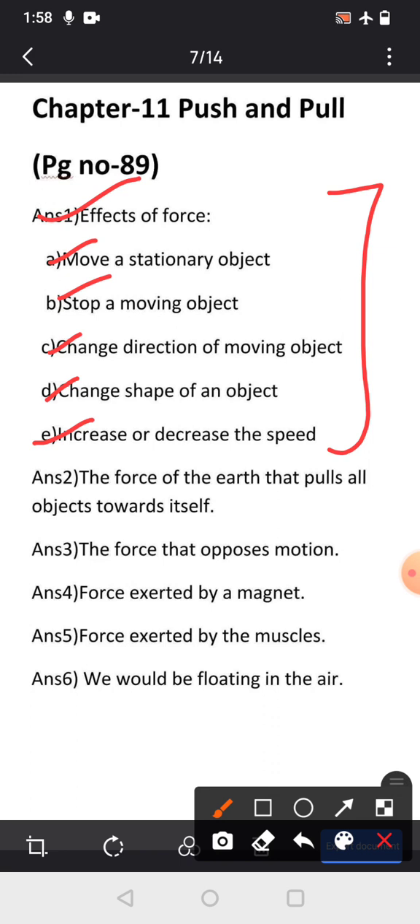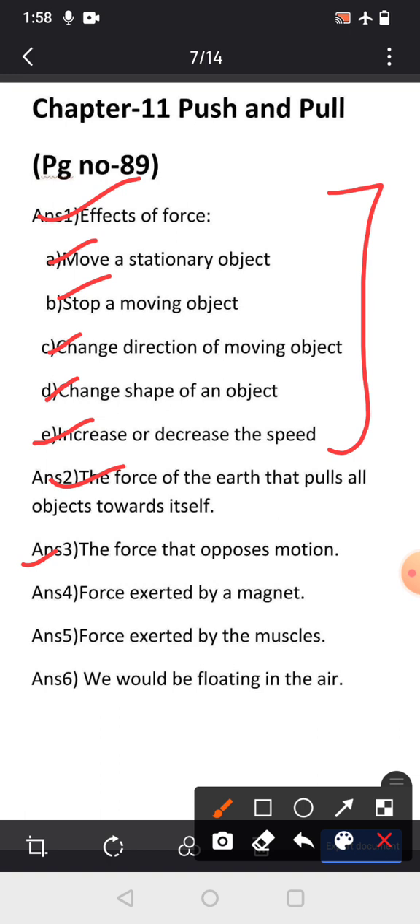Okay. Now number B, what is gravitational force? Now what is gravitational force? The force of the earth that pulls all objects towards itself. That is known as gravitational force. Number 3, what is frictional force? So what is frictional force? The force that opposes motion.